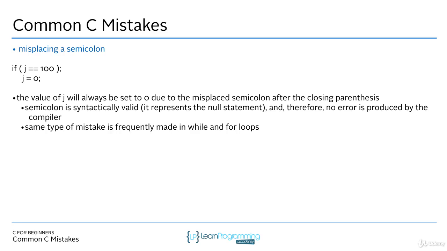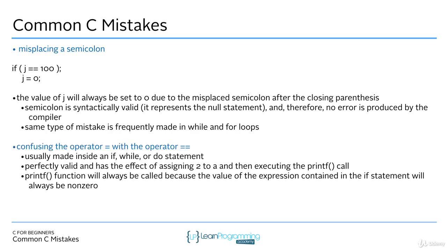So the semicolon is perfectly valid to have after the if statement. It actually represents the null statement, and therefore you don't have an error by the compiler, but this will cause a problem because j will never be set. And this type of mistake can be common in looping as well. When you have a loop and you put the semicolon at the end of the for loop, and then you may have a bracket, you won't have an error. Very common.